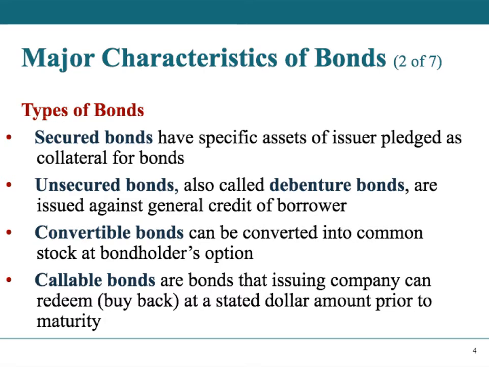Unsecured bonds, also called debenture bonds, are issued against the general credit of the borrower, so the opposite of secured bonds. We don't have specific assets pledged. Convertible bonds can be converted into common stock at the bondholder's option. So this is one of the nice features of convertible bonds, that I can convert them into stock. Callable bonds are bonds that the issuing company can redeem, call back, or buy back at a stated dollar amount prior to maturity. For example, I could have a 30-year bond, but I can call it at year 15 because I wanted to do that.